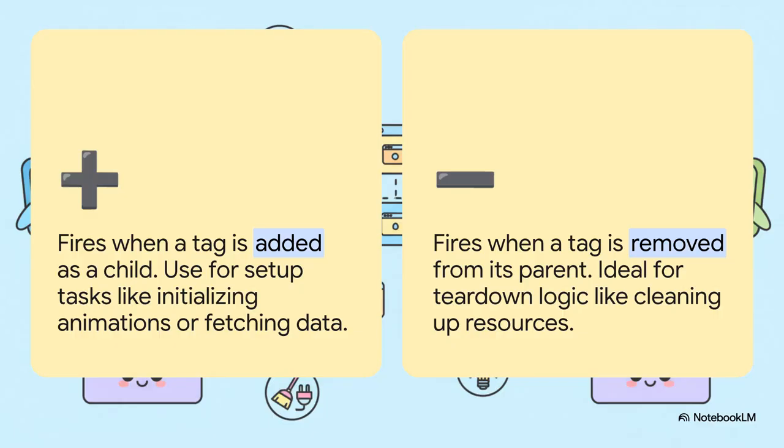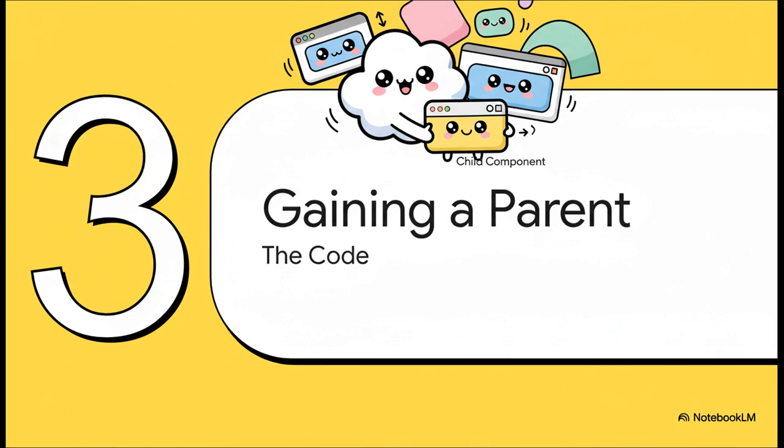What's so cool about these two is that they are perfect mirror images of each other. You've got ParentGainedListener, which fires when a tag gets a new parent. This is your go-to for all setup tasks, right? Kicking off animations, fetching some data just for that component, you name it. Then on the flip side, you have ParentLostListener. This one fires when that parent-child bond is broken. It's perfect for all your cleanup duty, disposing of resources, saving the component state, that kind of thing.